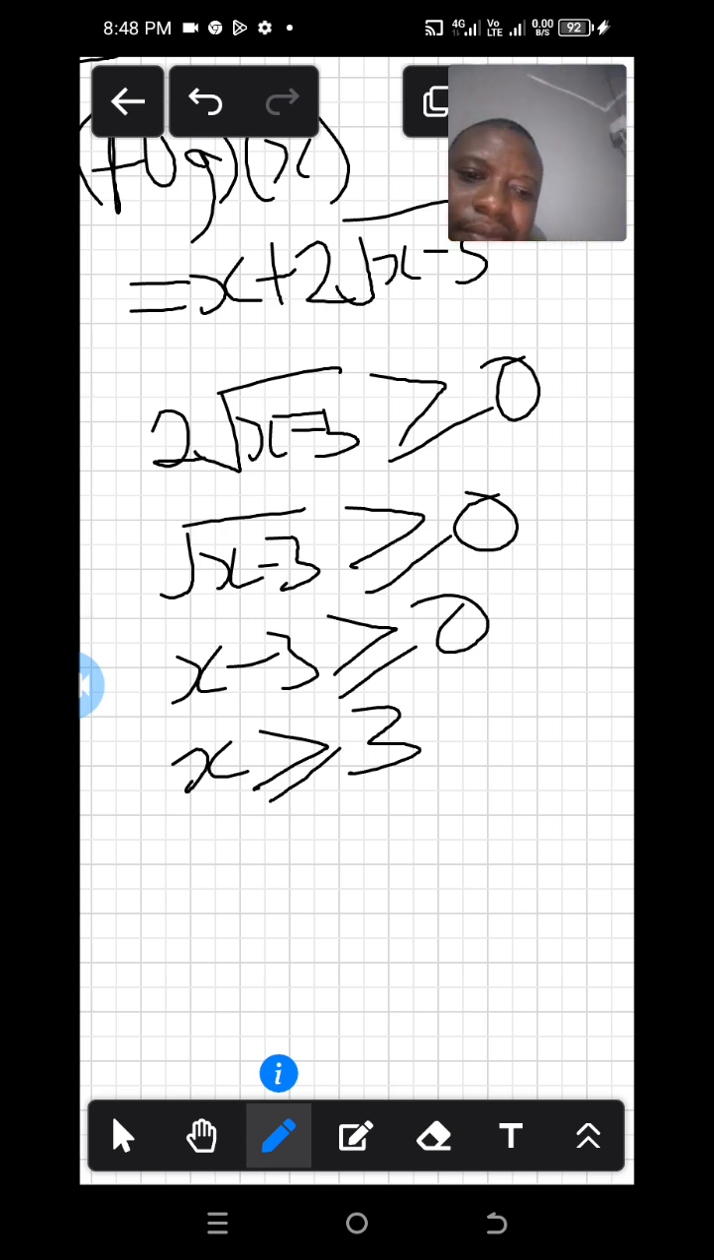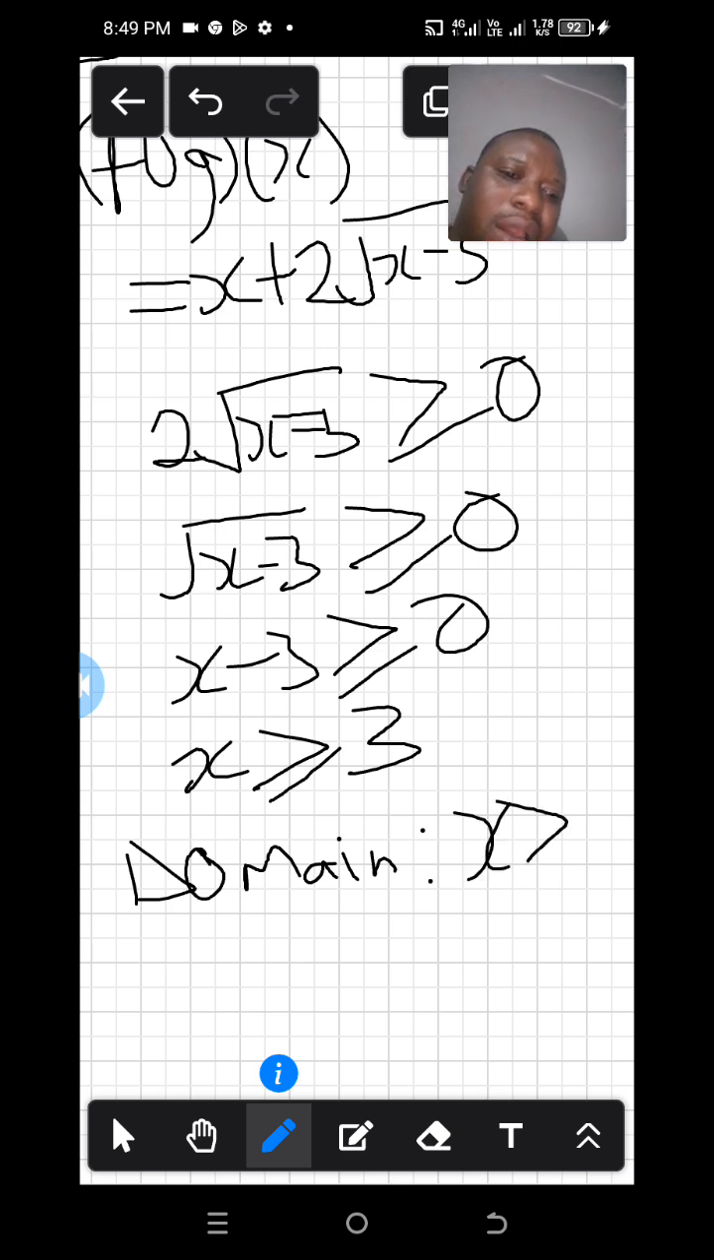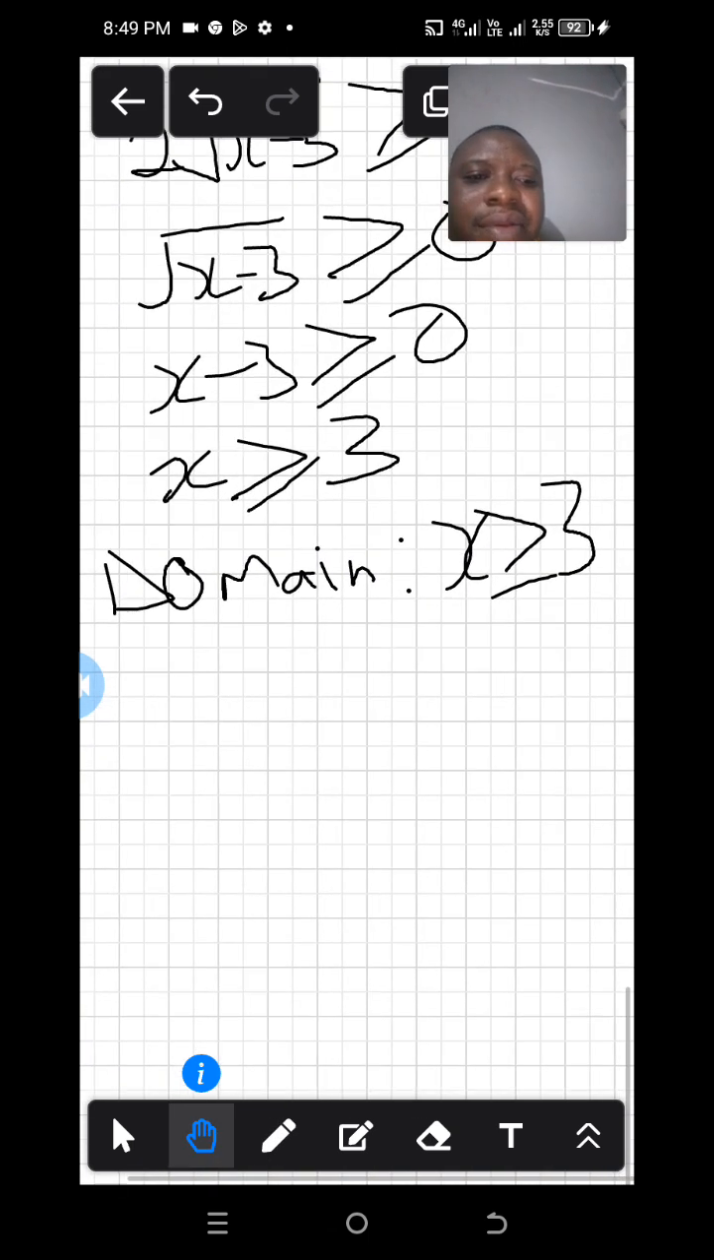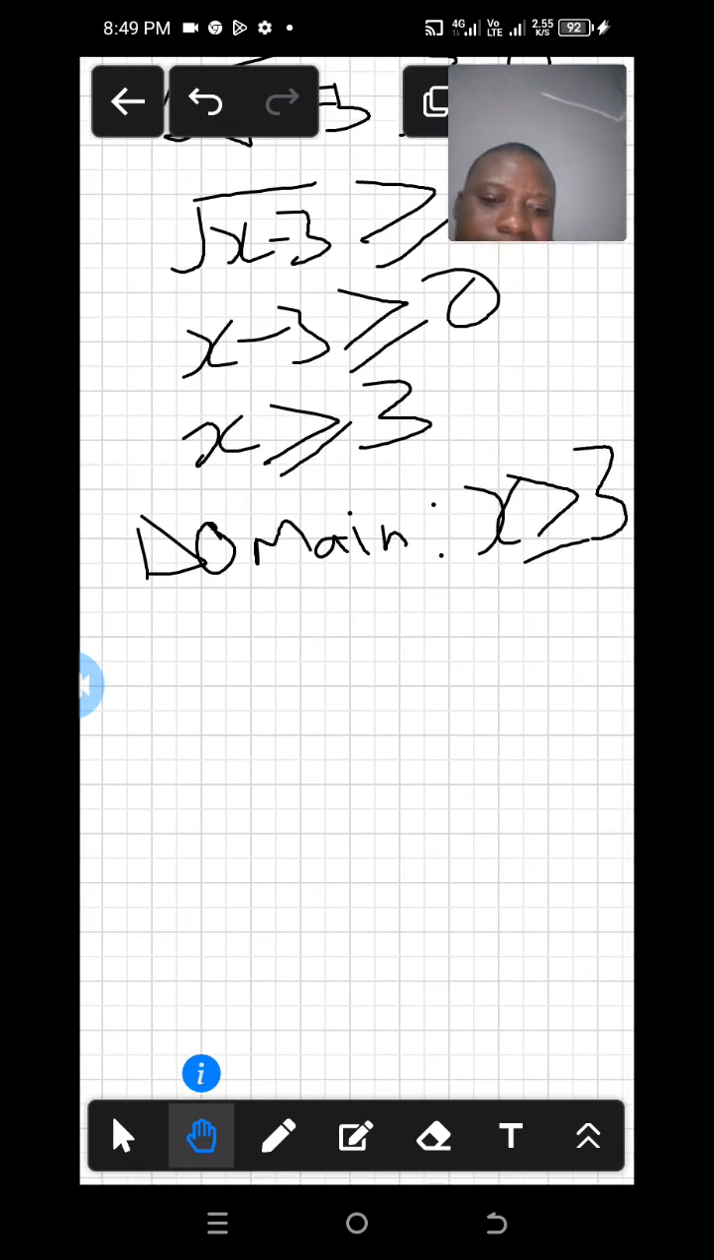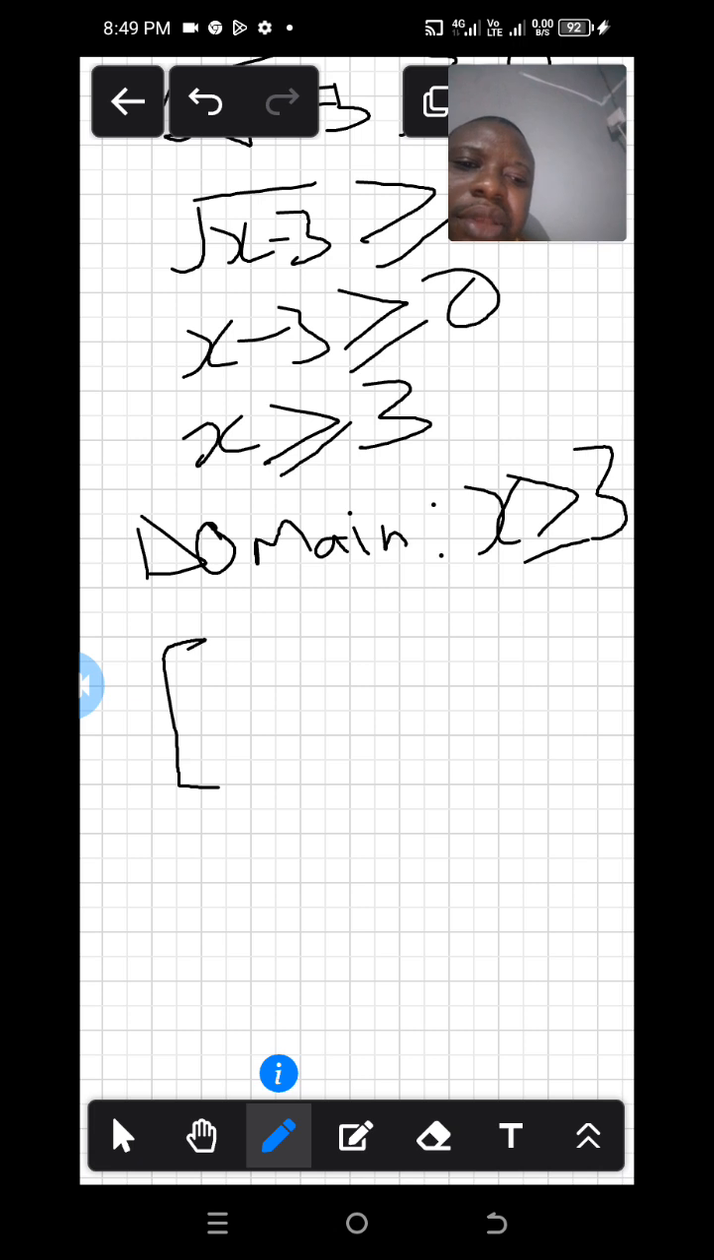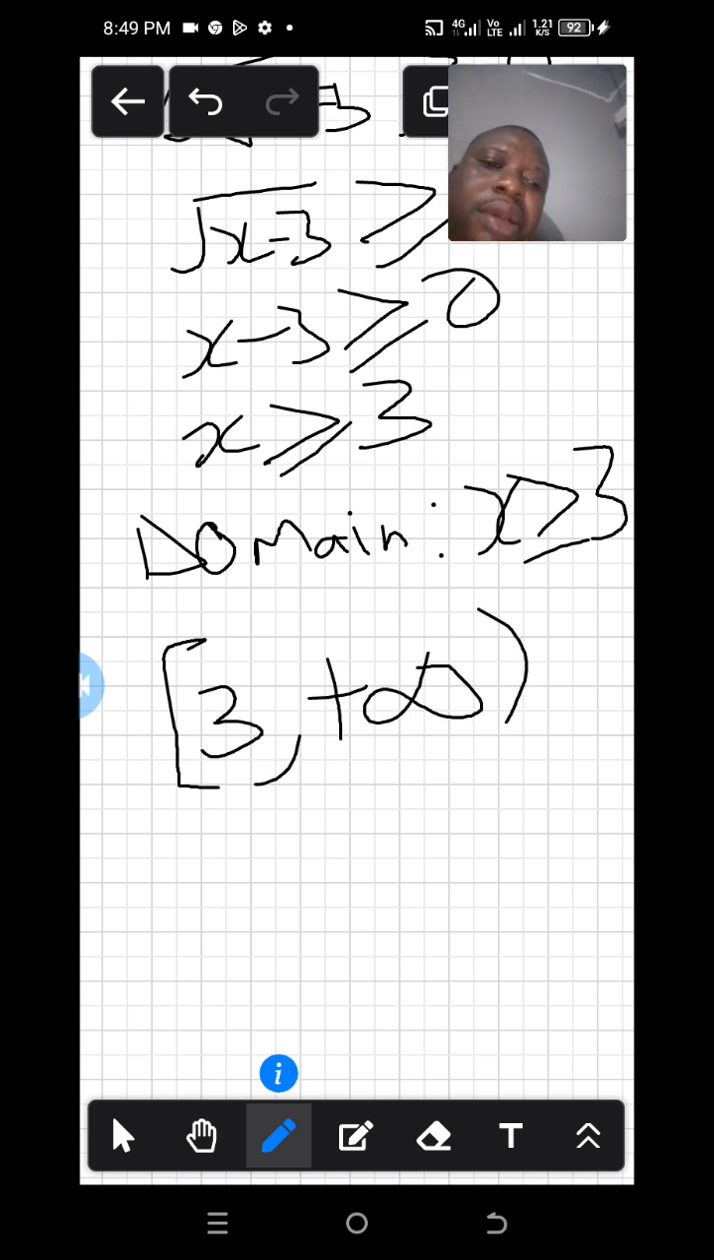So the domain is x greater than or equal to 3. Do you get that? Or we can write it in interval form. In interval form, the domain can be 3 to positive infinity. Because 3 is included, we need to use a square bracket.